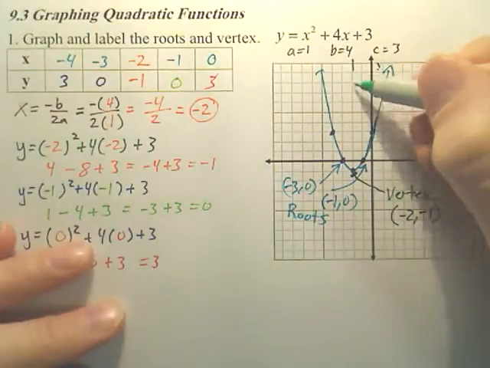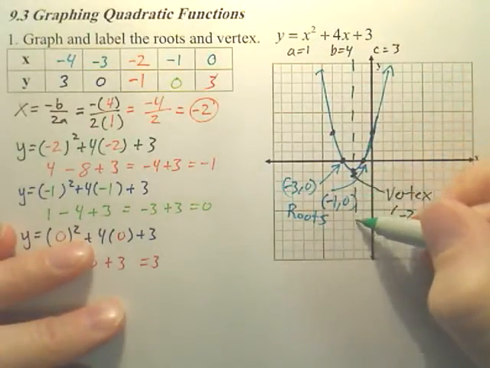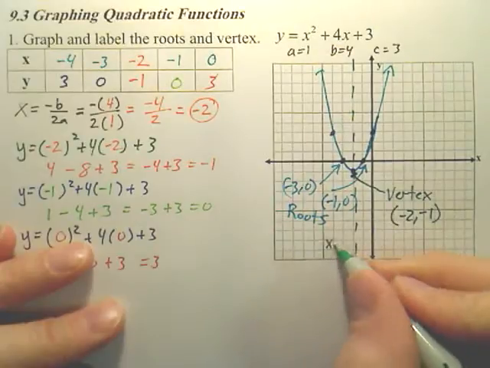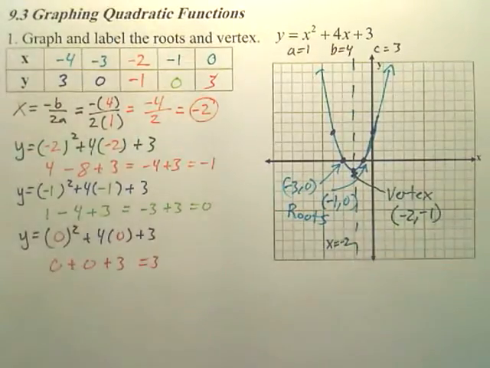And your axis of symmetry is right down the middle. The axis of symmetry is x equals negative 2, that value. That's the axis of symmetry.